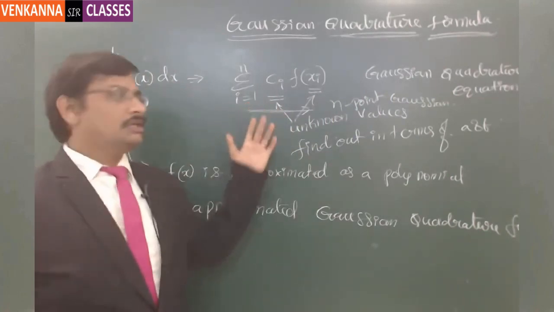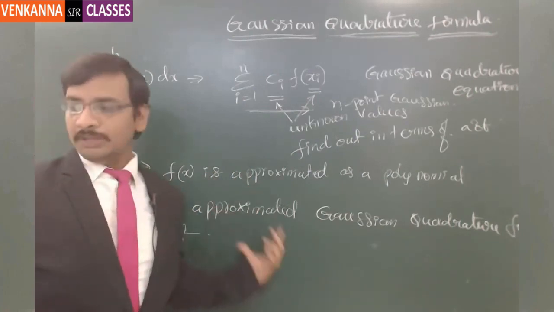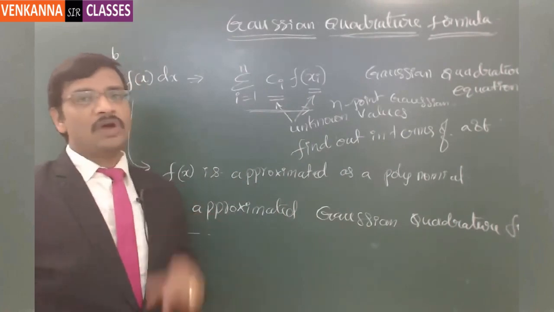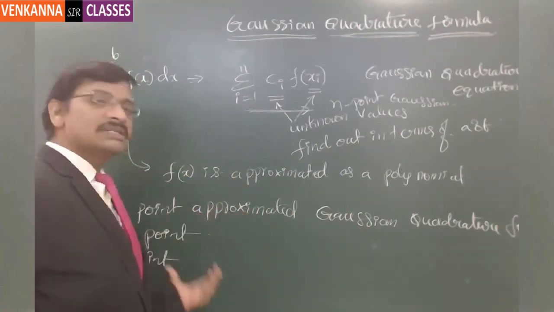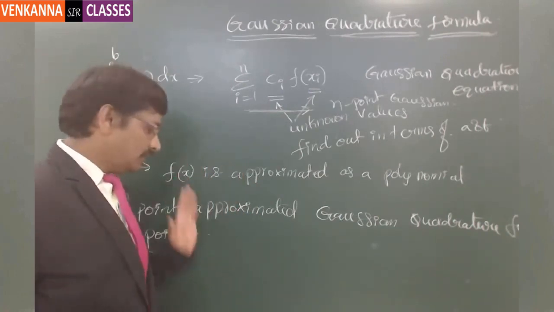Now from this you can derive maybe a 1 point or maybe 2 point or maybe 3 point, but the derivations are a little complicated. But for 1 point we can derive and try to understand, and then the rest of the things you can ignore. But the methodology I will explain for how to derive each and every one.